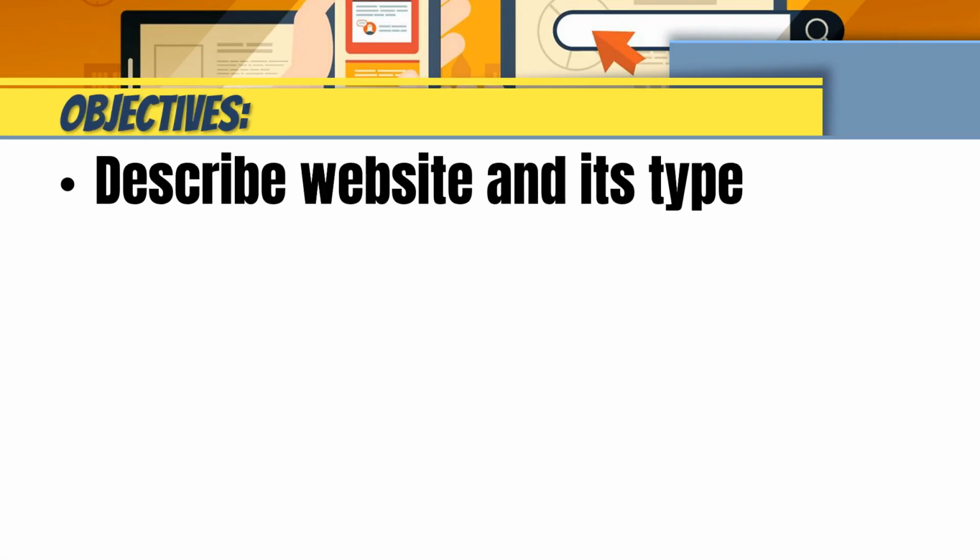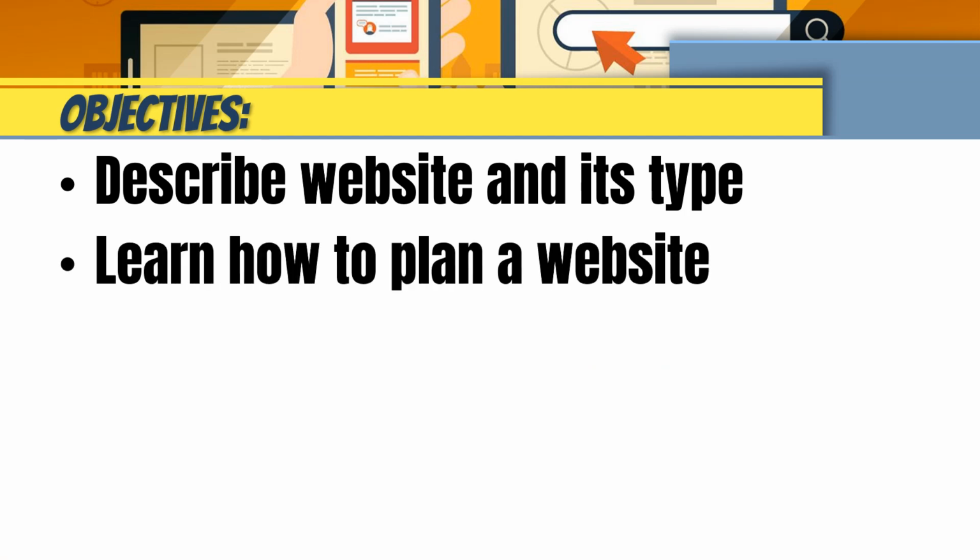So for our objective, we have the first, describe the website and its type. Second, learn how to plan a website. So before creating a website, we need first to plan. Okay, plan in order for us to make our website more efficient. Okay, and effective, of course.